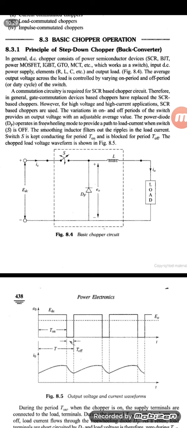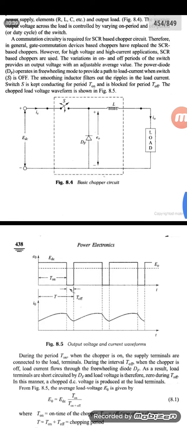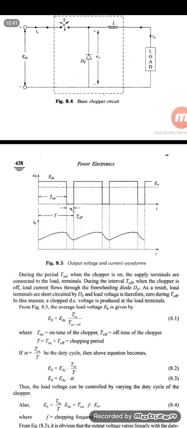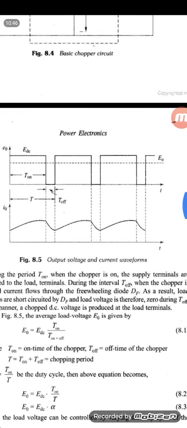When the switch is closed, you will get the output voltage. When the switch is open, you will get 0 voltage. The current keeps passing when the switch is open because of the stored energy of the inductor. You can represent this in the form of a waveform.